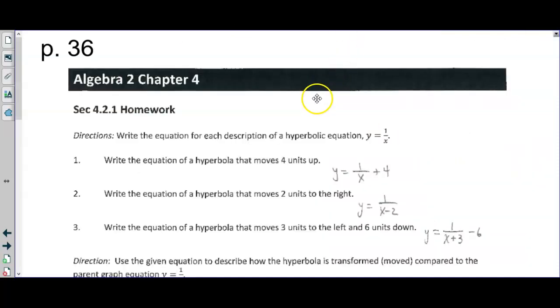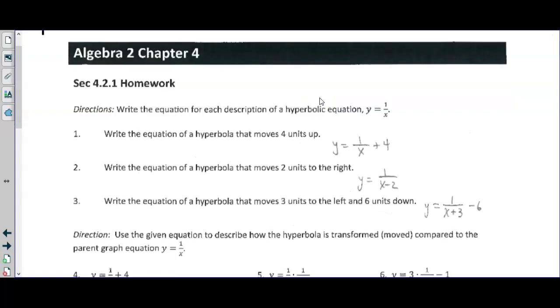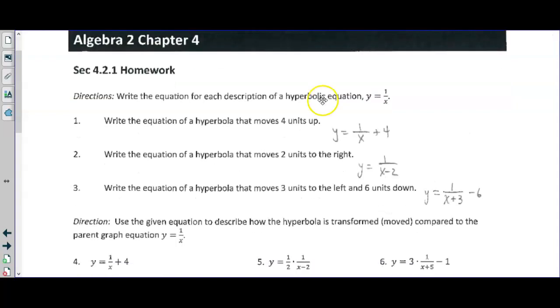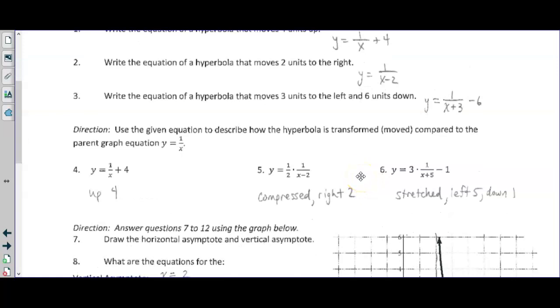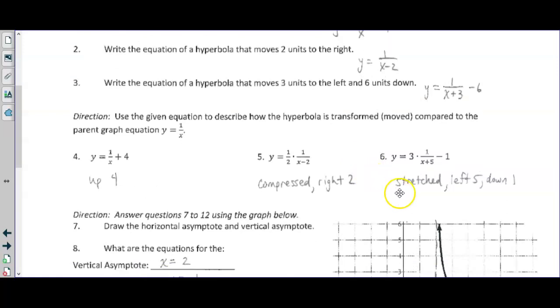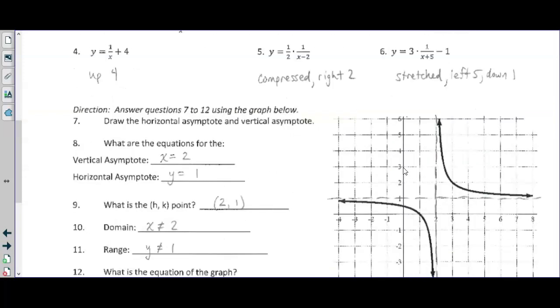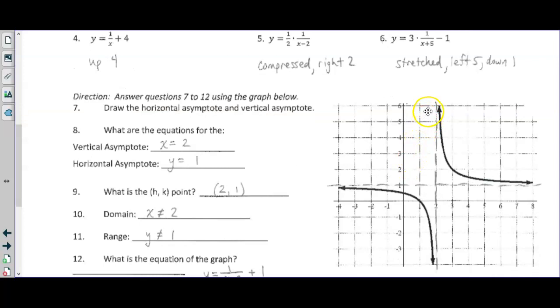Okay, for those that worked on the homework assignment for last night, let's go through these just for a minute. So numbers 1 to 3, you're taking the info given and writing the appropriate equation. For numbers 4 through 6, you're taking the equation and explaining what is happening. Note the compression when you have a value between 0 and 1 before the fraction, and a stretch when you are bigger than 1. For 7 and 8, you should have drawn in the horizontal and vertical asymptotes and then name them.